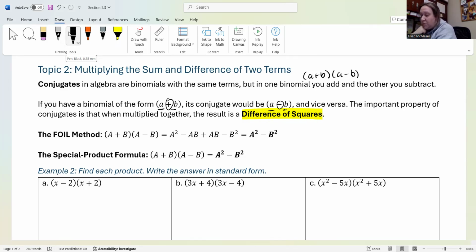Okay, so remember the FOIL method. If you have a plus b times a minus b, remember those are our conjugate pairs, you take the first terms, that gives you a squared. You take the outer terms, that gives you negative a times b. You take the inner terms, that gives you b times a or a times b. And then you take the last terms, which gives you negative b squared.